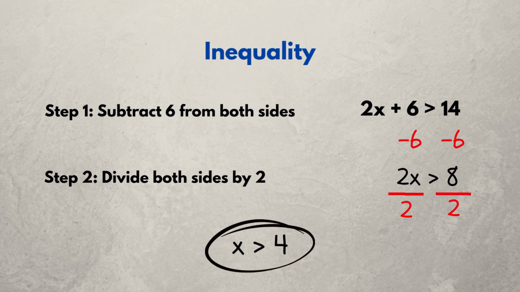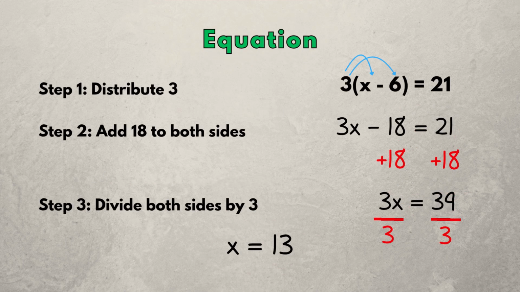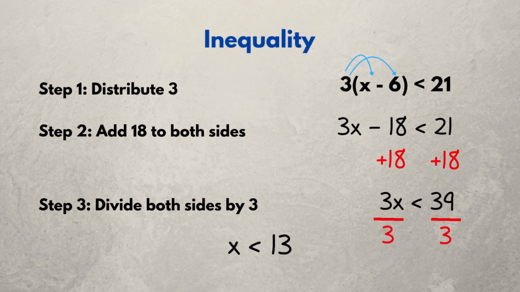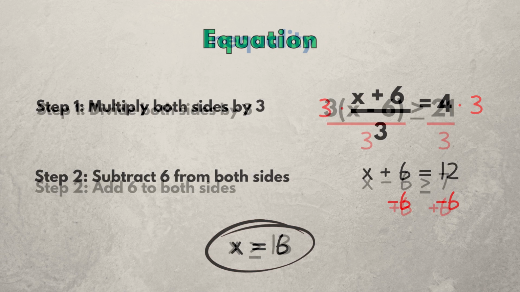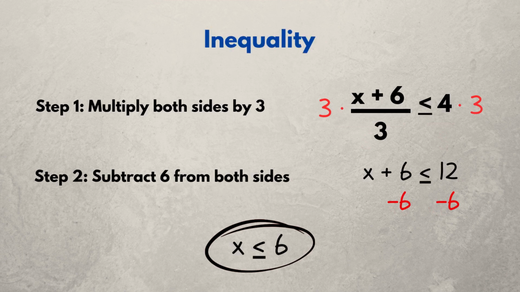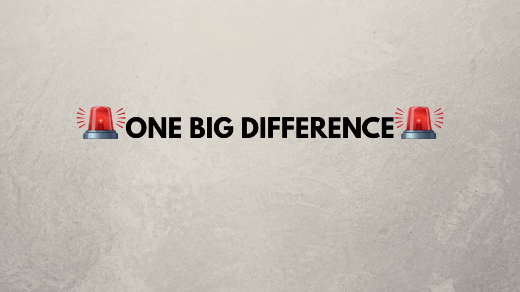The pattern you use and the inequality symbol don't change anything at all, whether you're distributing with a less than symbol, dividing with a greater than or equal to sign, or multiplying with a less than or equal to sign. Solving an inequality is exactly like solving an equation. But here comes the one big difference.